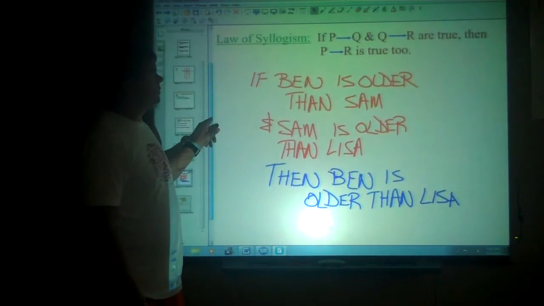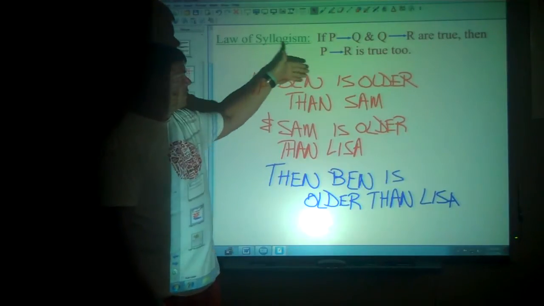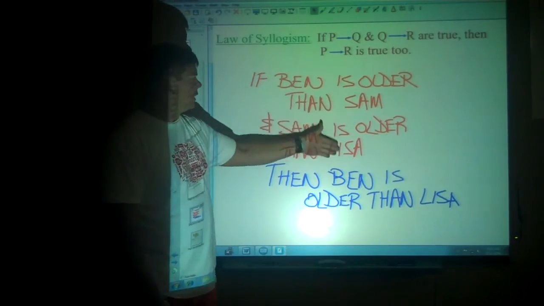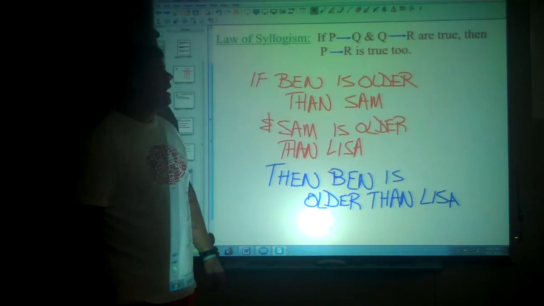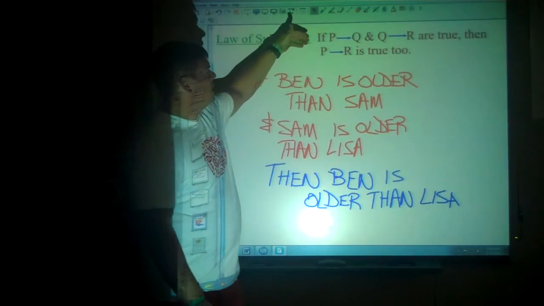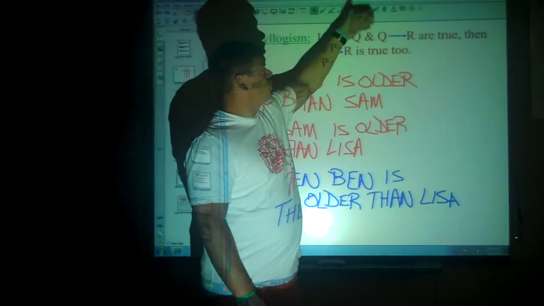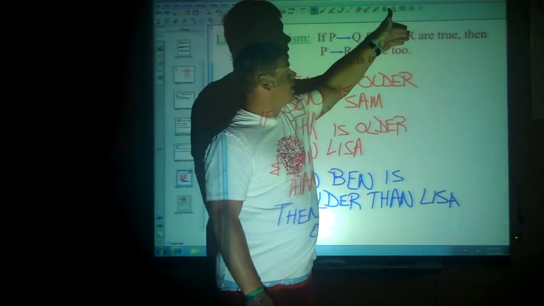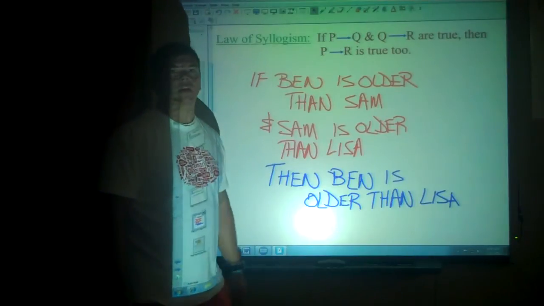So the law of syllogism gives 2 if-thens. If Ben is older than Sam, Sam is older than Lisa, therefore Ben is going to be older than Lisa. That's basically the idea that we have right here. So if we were to put this in terms of like the rain and stuff, if it is cold outside, then I'll wear a jacket. If I wear a jacket, then I will stay dry. So if it's cold outside, then I will stay dry.